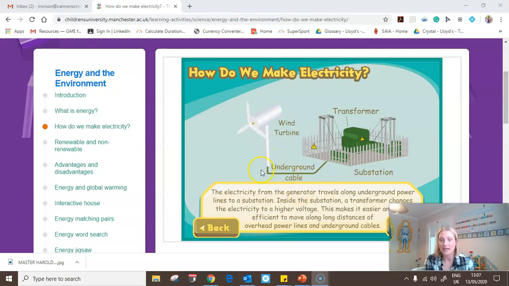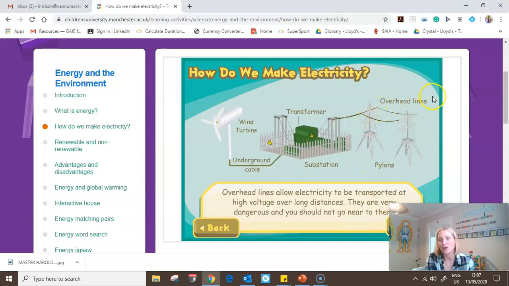Here the electricity from the generator travels along underground power lines into what we call a substation. You may have seen these if you're driving along main roads. Inside a substation, a transformer changes the electricity into a higher voltage, and that makes it easier and more efficient to move it long distances. We move it long distances using overhead cables. Who's ever seen these pylons when they're on long drives?